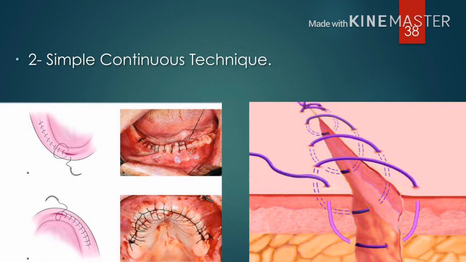The simple continuous technique is the same as the interrupted technique, but instead of cutting the suture, we continue our loops till the end of the incision with a knot at the end. It is easy and fast, but the con of this technique is that if we cut one part of the suture, we will lose all of it, either by the surgeon himself or by the patient during cleaning or functioning.